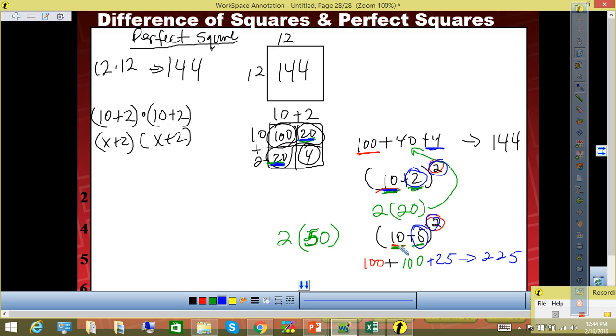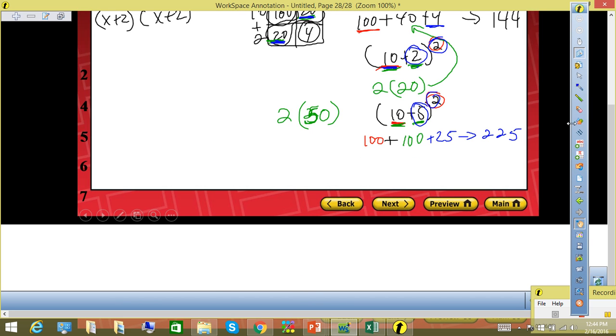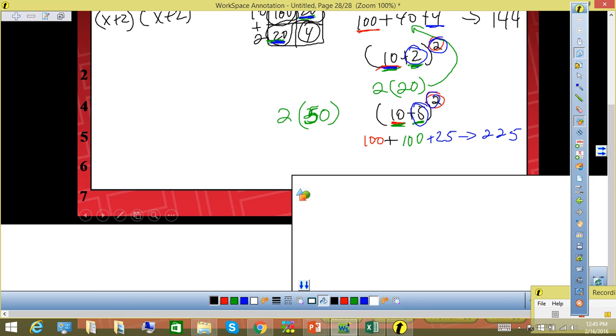Did it work for this one? Let's see. Square the first. There it is. 10 times 5, and double it, because in the area model it would have 50 twice. So the middle term is 100. And then square the last, and that's how we get 25. Are we there so far? Okay. So now let's work backwards. What if I gave you this trinomial?